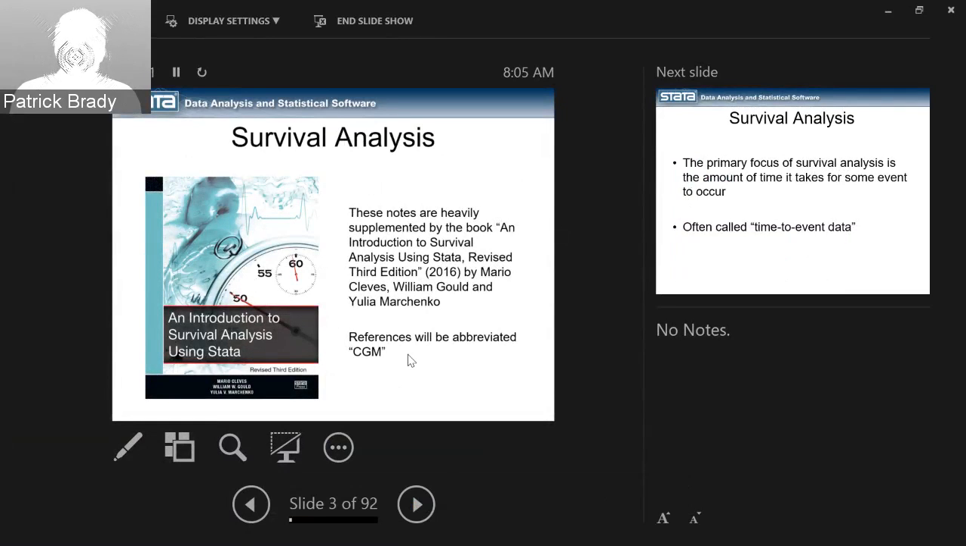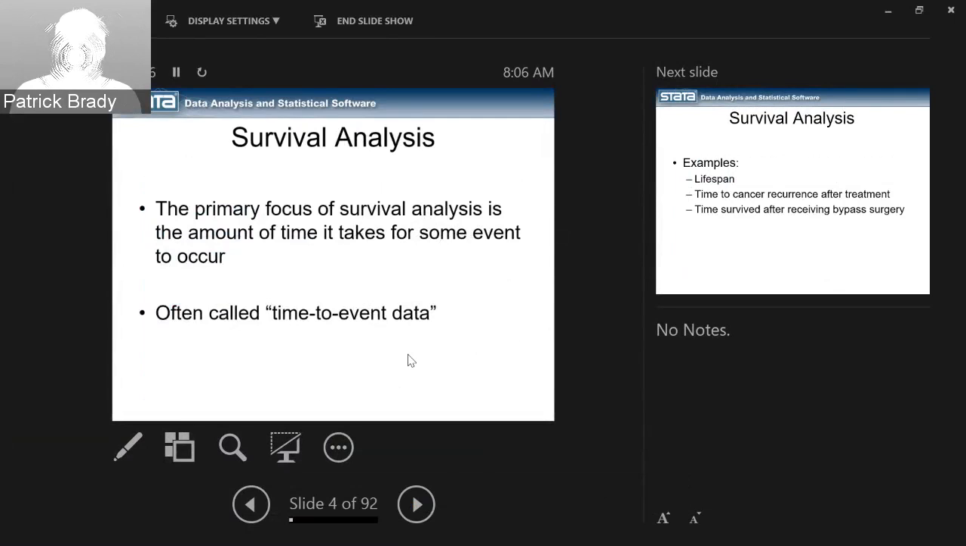A lot of what I'm going to talk about today comes from this book called Intro to Survival Analysis Using Stata that was written by Mario Cleves, Bill Gould, who's the founder of Stata Corp, and Yulia Marchenko. I know I work for the company, so I'm biased, but I really like this book. And if you want to learn about survival analysis in general and survival analysis in Stata in particular, this is a really great resource. So a lot of what I'm going to show you today is based on what's in this book. So let's get on with the topic.